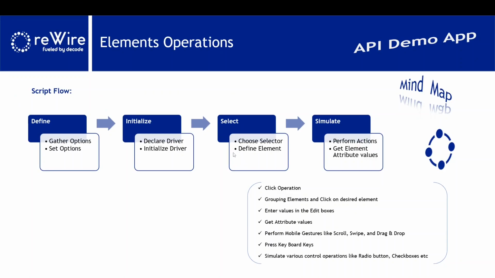Four blocks come to my mind: define, initialize, select, and simulate. With this flow, I'm going to walk through a few element operations so that you can connect with different strategies and the common operations that we come across in app automation. I'm going to walk through the Android app side. Let's switch over to the code and IDE.